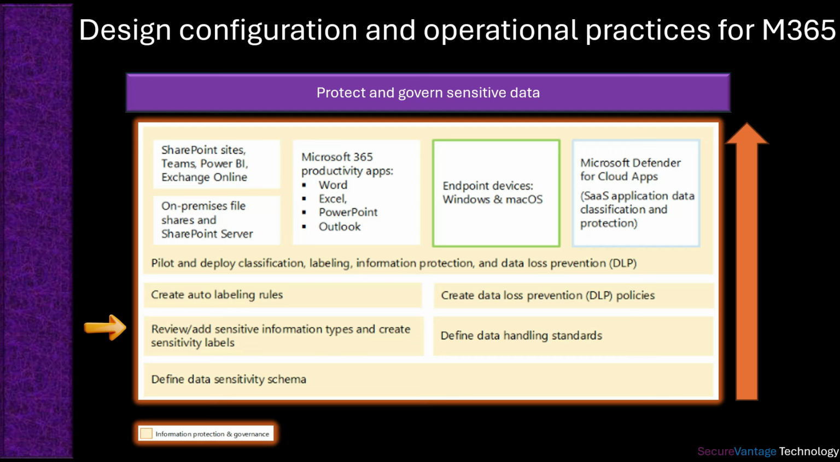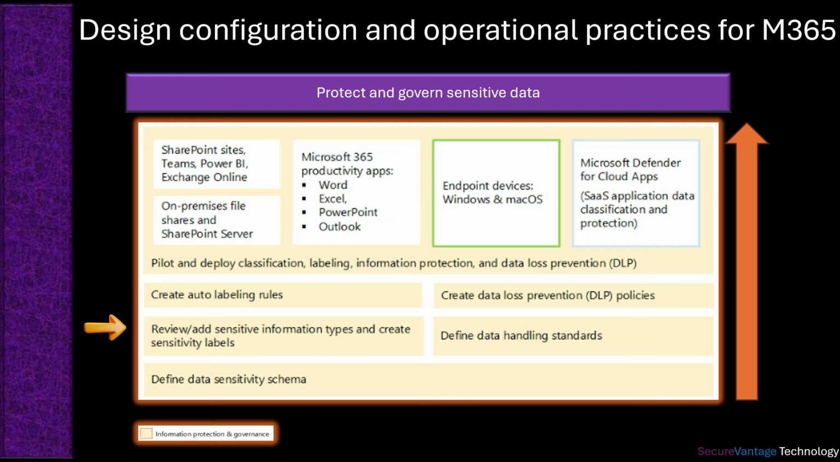Data handling standards establish guidelines for how sensitive data should be managed, accessed, and shared within the organization. Some of the things that might be included in the data handling standards are data access, data storage, data sharing, user training, and documentation. Auto-labeling rules automatically apply sensitivity labels to documents and emails based on the content, which reduces the risk of human error in data classification.